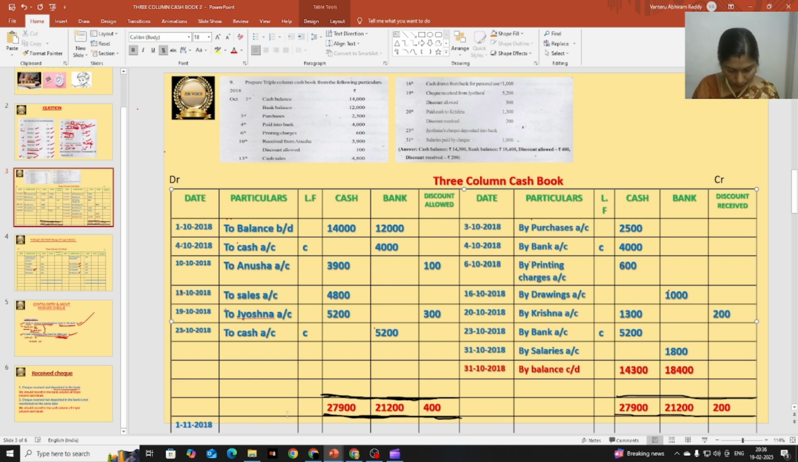And what is that? To balance brought down. The same amounts we will record on both the columns: 14,300 and in the bank column 18,400. Okay, this is how we are going to record it. Hope this is clear for everyone. This is how we will solve this 3-column cash book.